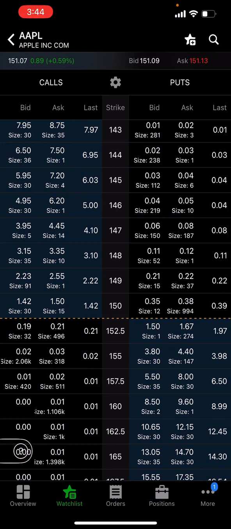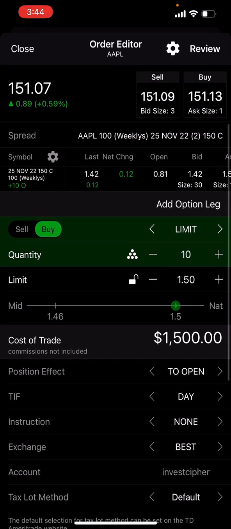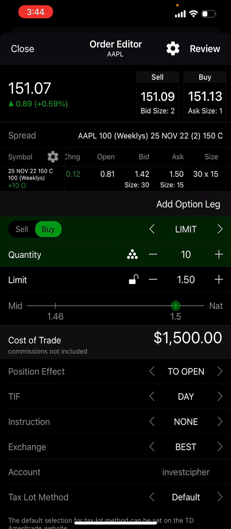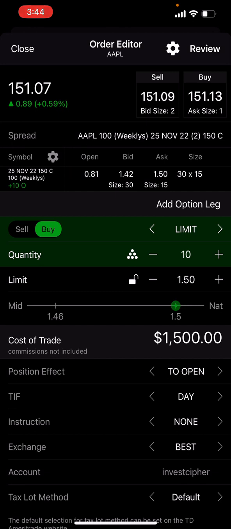So this is how much it would cost. It would cost 1.42 a contract to get into the 150s. So we go ahead and click that 1.42, and then it brings up the specific option chain for the Apple 150 calls for Friday. A big thing you want to note here is the bid and ask spread. Notice that this has a tight bid and ask spread, which is good. You want a closer bid and ask spread. You don't want it too wide. So this has an 8-cent spread here, between 1.42 and 1.50.